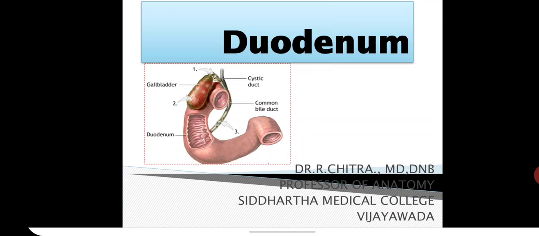The name was first used by Herophilus in 300 BC, and it is derived from the Latin, which is the corruption of the Greek word dodecadactylos, which means the length of the duodenum is equal to the breadth of 12 fingers. That's how this part of the small intestine was named in the beginning.